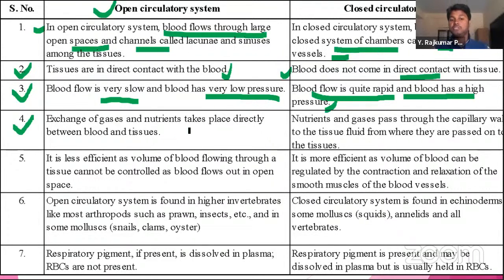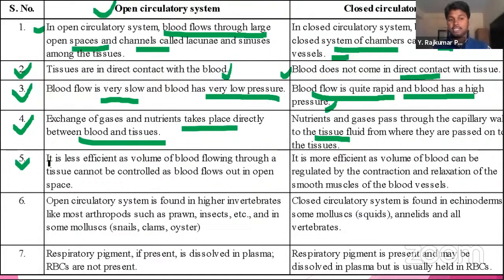Exchange of gases and nutrients takes place directly between tissues and blood. But in the closed circulatory system, nutrients and gases pass through the capillary wall into the tissue. So there is a capillary in between. Through the membrane of the capillaries, by the process of osmosis, these substances get exchanged. Okay, there is a middleman called the blood vessel or capillary.